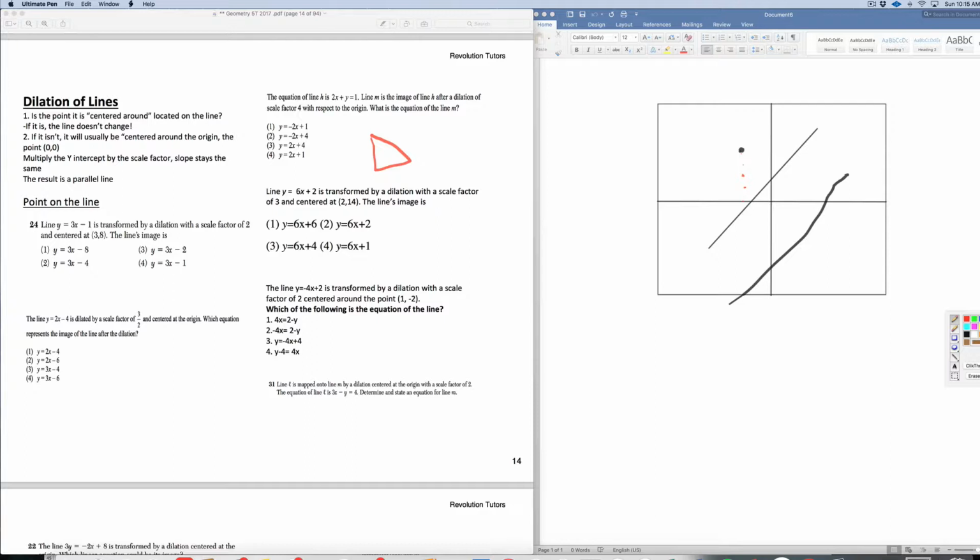Now, if the point that you're dilating on is on the line, then the distance between the point and the line is 0. So even when you multiply it by a scale factor, the line's going to remain unchanged. So let's say the distance from here to the line is 6. Then the scale factor is 3, so it would be 18 or something. Why, if the point's on the line, is it 0? Because the point is on that line.